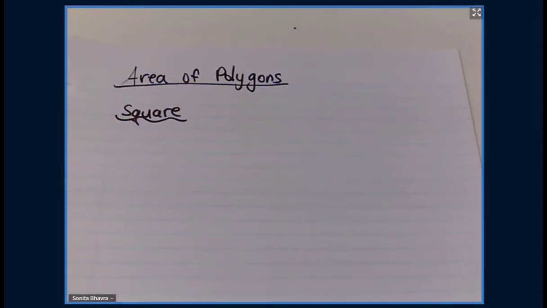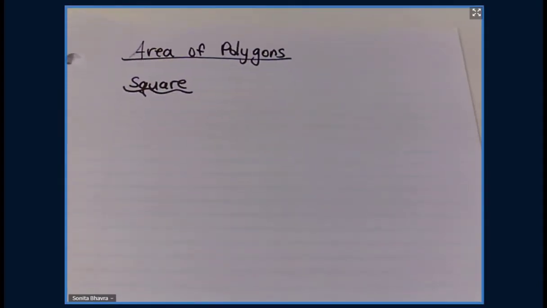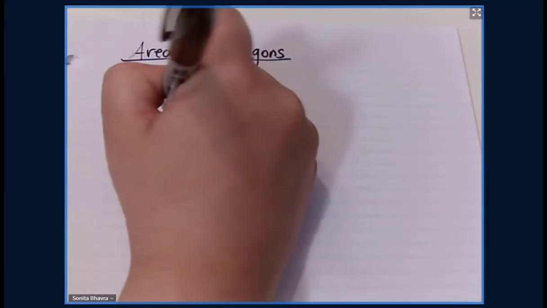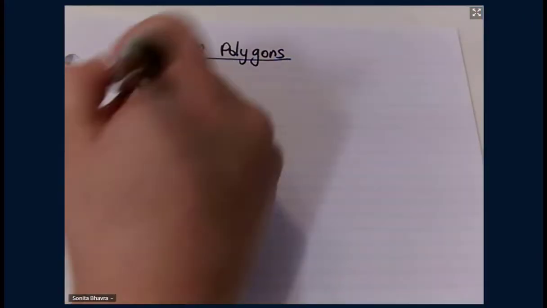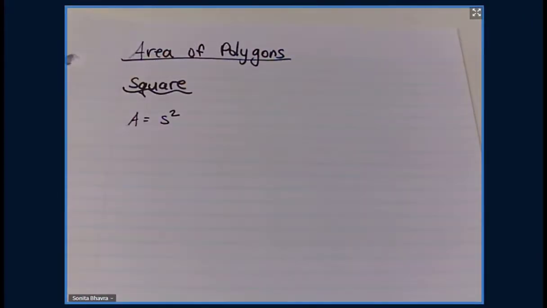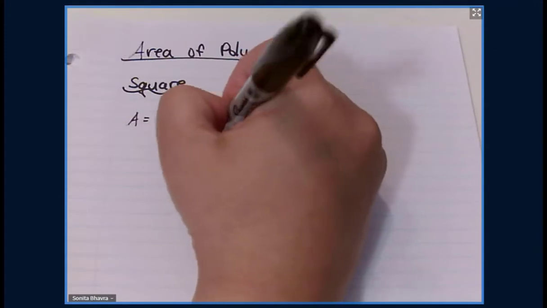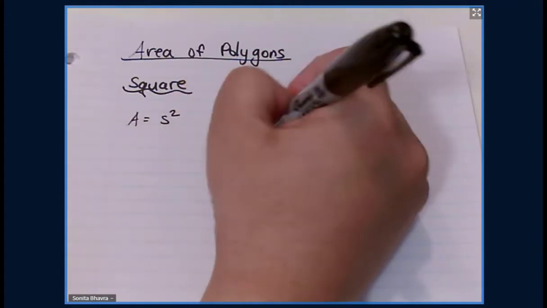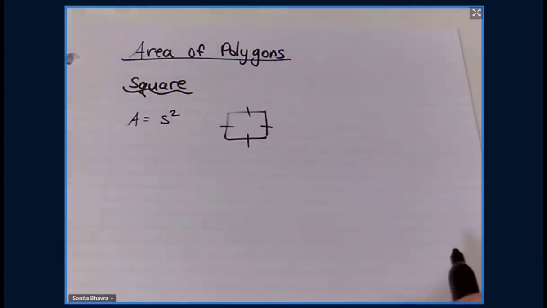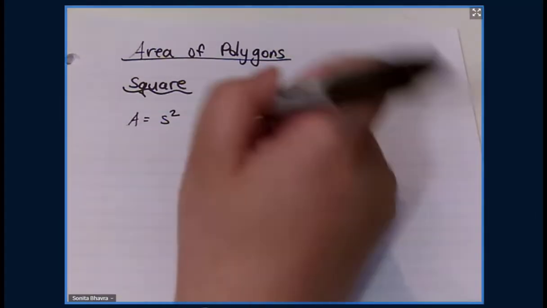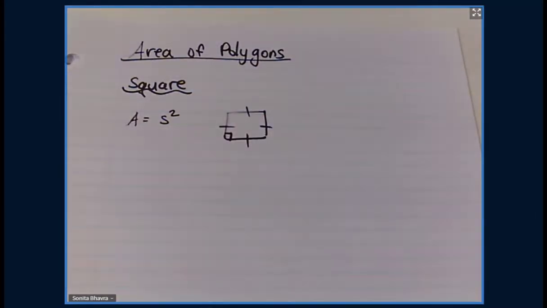All right, so today's lesson is on area of polygons, and we're going to start with the square. And the formula for a square is side squared, because the square has four sides that are all the same measurement. So you'll see these slashed lines. You'll also see this little square here representing a 90-degree angle.